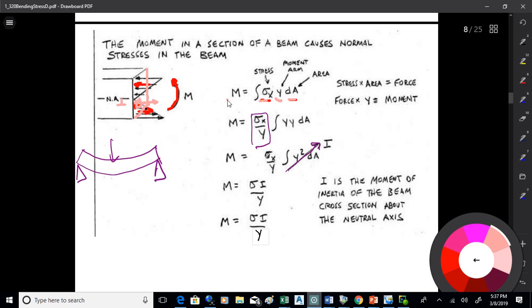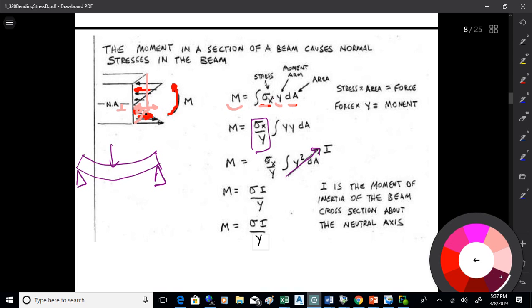All right, now to integrate that, what we can do is a little bit of a trick here mathematically. We can put in a term that's equal to 1, and that term will be y over y. Okay, and then we realize that sigma x over y is a constant, so we can pull that one out of the integral. So the moment is sigma x over y times the integral of y times y dA, and that's y squared dA. The integral of that is I, the moment of inertia, if you remember that from statics. So the moment then is sigma x over y times I. So M is sigma, the normal stress, times I, the moment of inertia of the cross-section of the beam, divided by y.